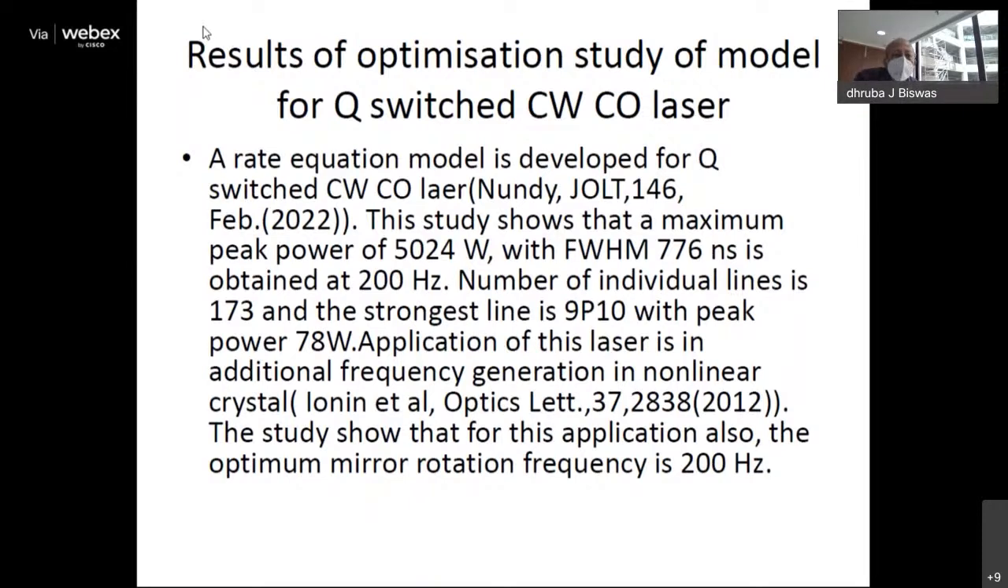Any question? Hello, I have a question. It is multi-line, but as you said, this can be used for nonlinear conversion. If your application requires a particular wavelength, how will you choose the combination for nonlinear conversion?